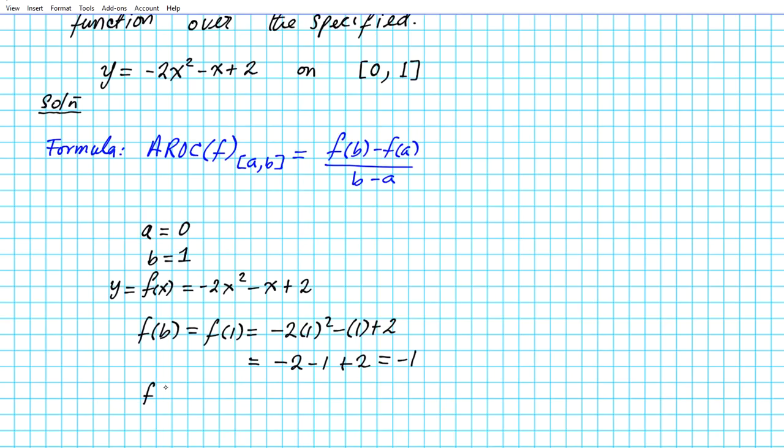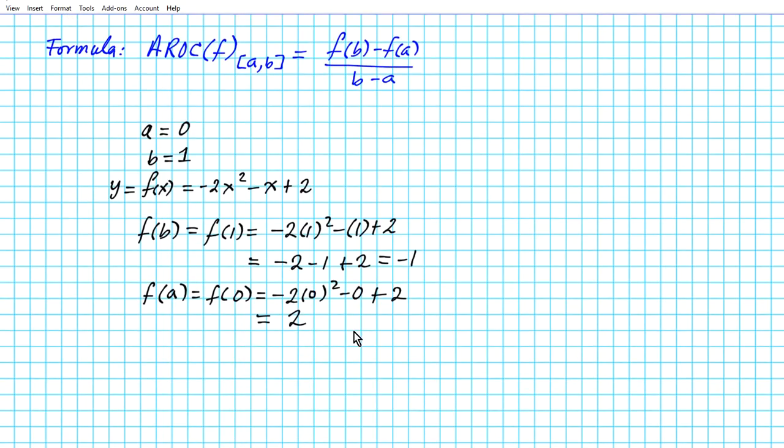One last piece of information we need is f of a, which is equal to f of 0, because a is 0. And then we evaluate this function by plugging 0 into the x's. So we have negative 2 times 0 squared minus 0 plus 2. When we simplify that, we're going to get our f of a value, which is 2. Okay, we have all the ingredients that we need.